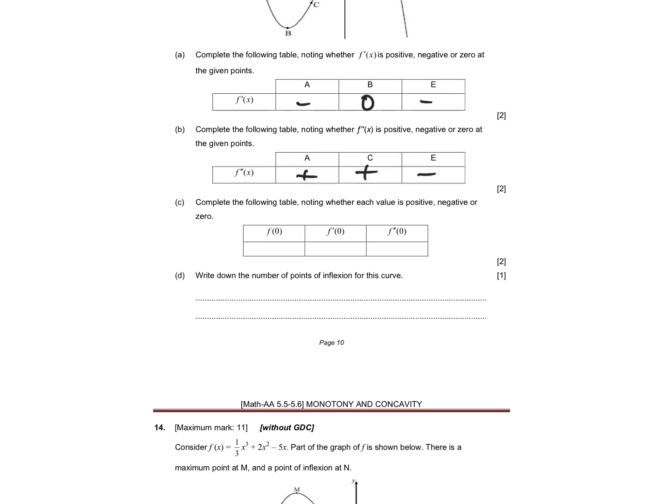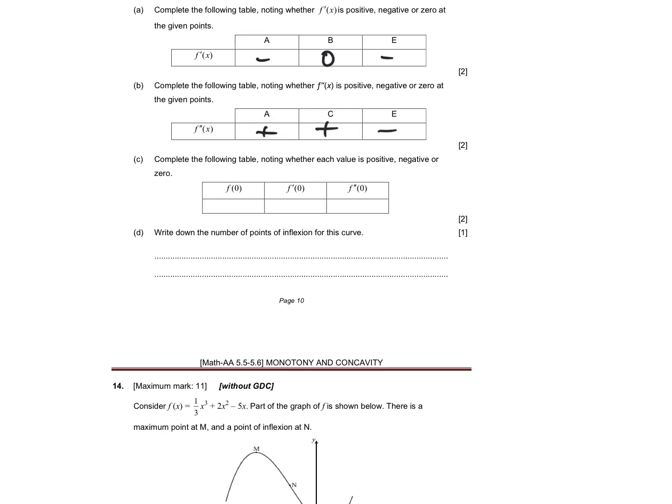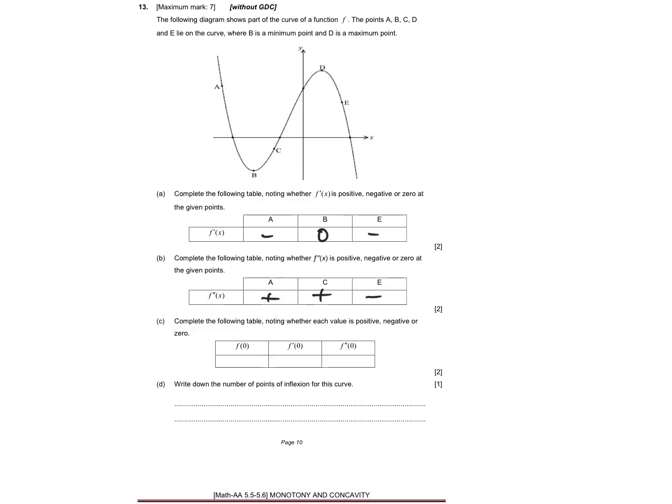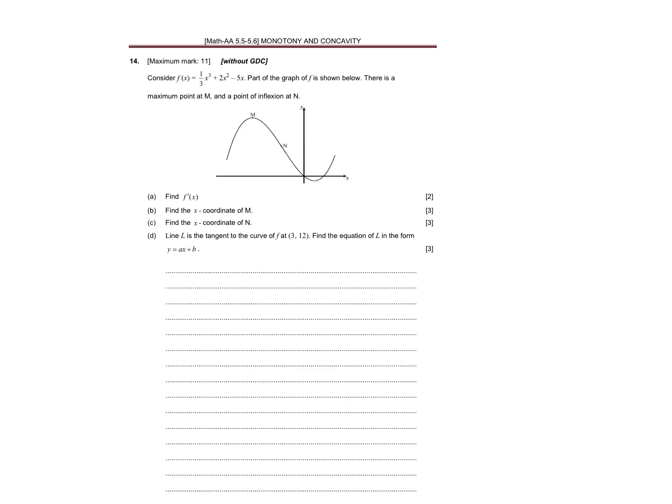All right, so now we have to complete the table noting, okay, so at 0, the function is positive because it's above the x-axis. The gradient is positive because it's going up there. And the second derivative at 0 is negative because it's concave down. Write down the number of inflection points. We have 1 here.